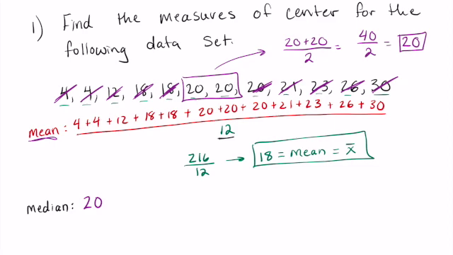So again, my median is the middle number, and it's kind of easy to visualize because 20 and 20, what number would fall in between those two? Well, the same number, 20. And finally, I want to find my mode.